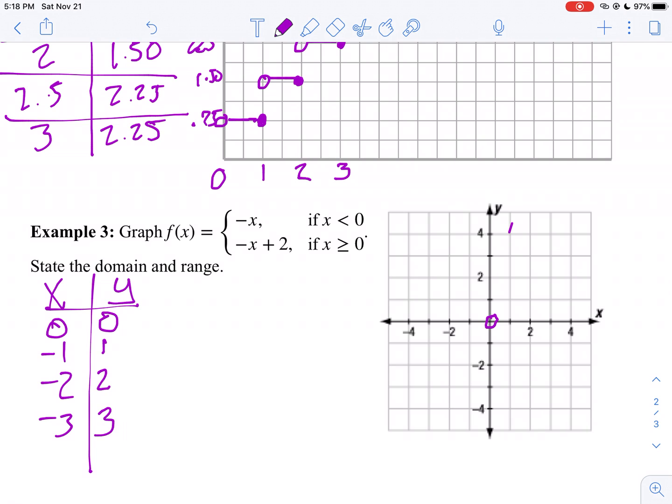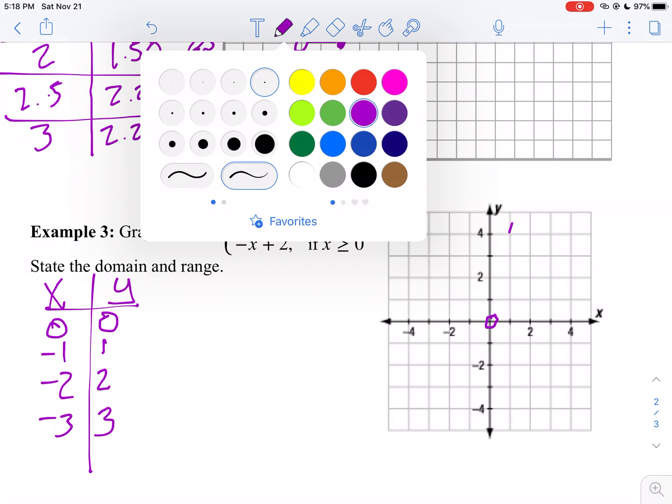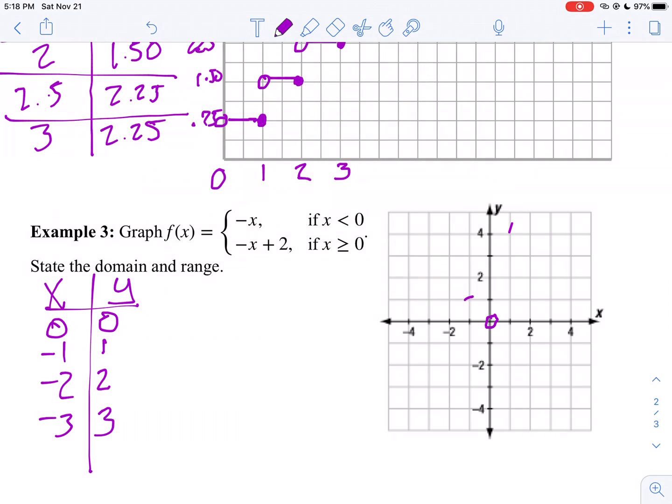So I'm going to plot those points. So at -1, I'm going to be up 1. At -2, I'm going to be up 2. At -3, I'm going to be up 3. Do you see the pattern here? I'm going to draw my ray because it's not the whole line. Because at 0, it changes again.